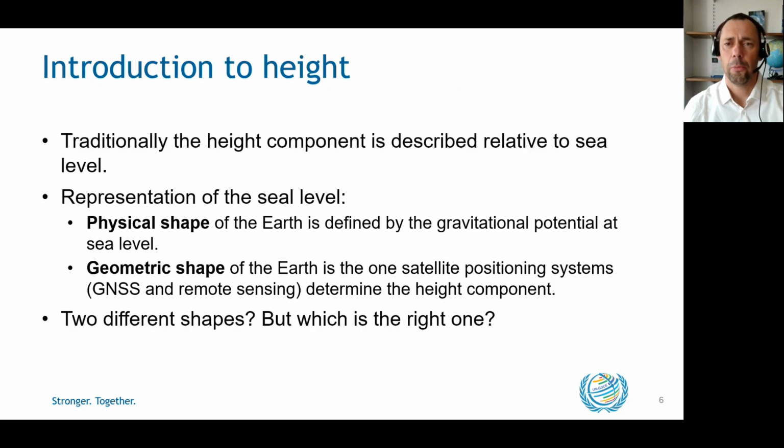Traditionally, when we speak about the height, we mean the height above the sea. Therefore, the height component is a description relative to sea level, which builds the zero surface. To account for the zero surface at the sea level, we can use either a physical shape of the Earth, which is defined by gravitational potential, or geometric shape of the Earth, the one satellite positioning system used for the height determination. Two different shapes of the Earth, but which one is the right one? This is the question we should look at.